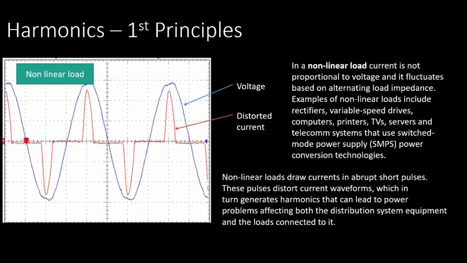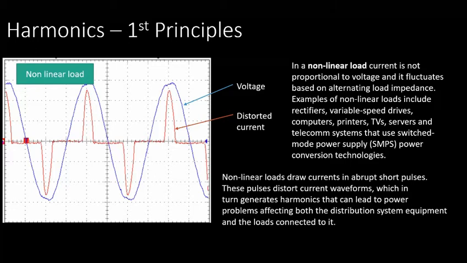This is the nonlinear load. What is in a nonlinear load? What happens is that the current is not proportional to the voltage, and it fluctuates based on the alternating load impedance. Examples, there are plenty of examples of nonlinear loads in today's world. Basically any power electronic, any electronic device is a nonlinear load. So examples could be rectifiers, variable speed drives, computers, printers, TVs, servers, telecom systems, switch mode power supplies, SMPS as they're known. And what happens is in nonlinear loads, they draw currents in short pulses.